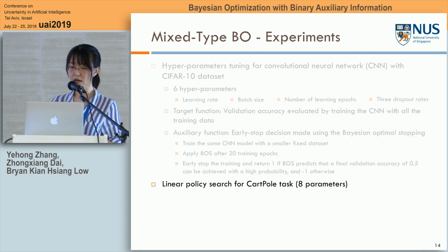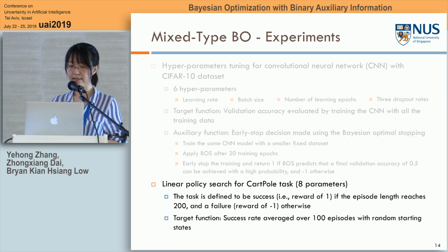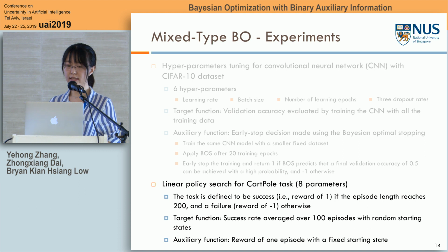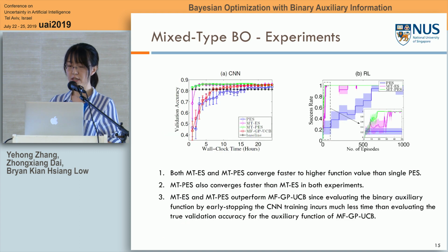A second experiment is to do linear policy search for the coupled task. Here we have 8 parameters, and the target function is the success rate averaged over 100 episodes, and the auxiliary function is the reward of only 1 episode with a fixed starting point. So here are the experimental results.